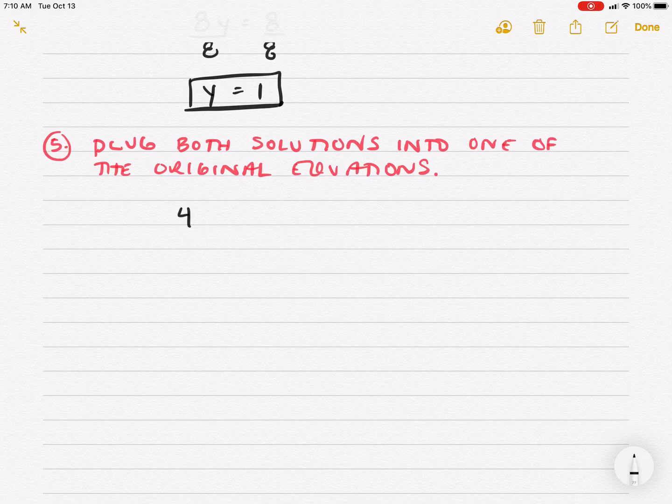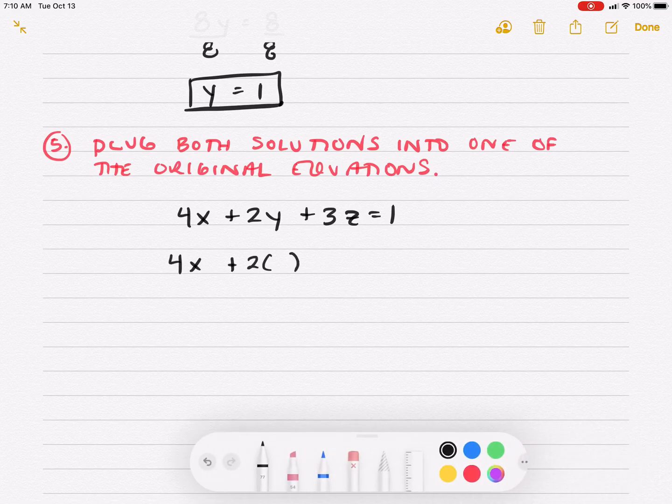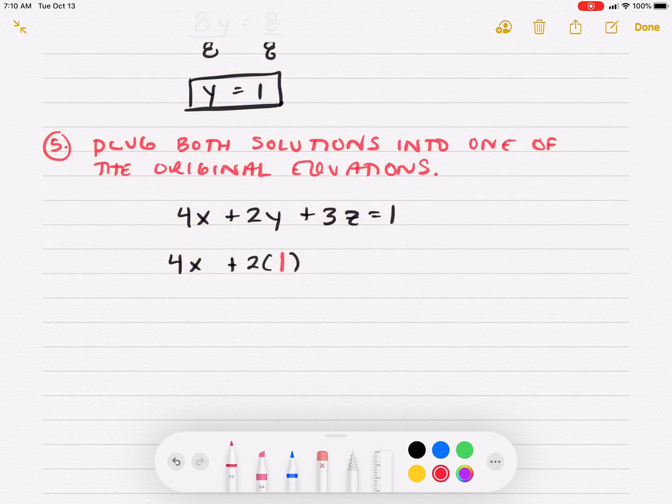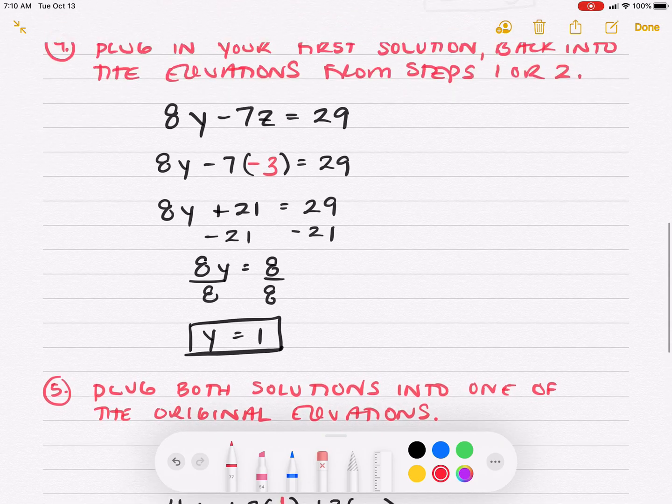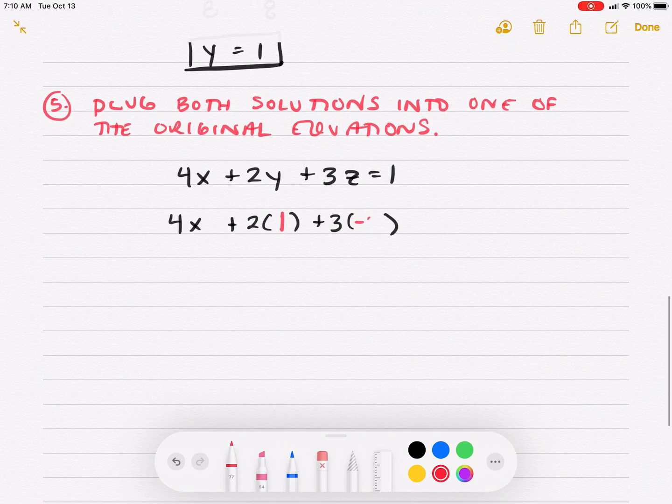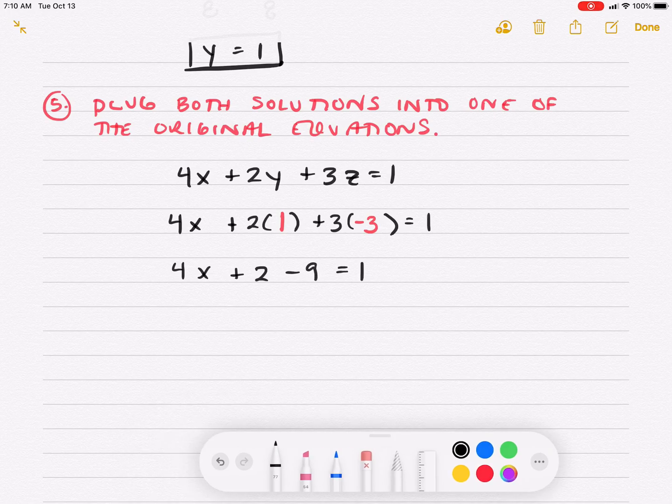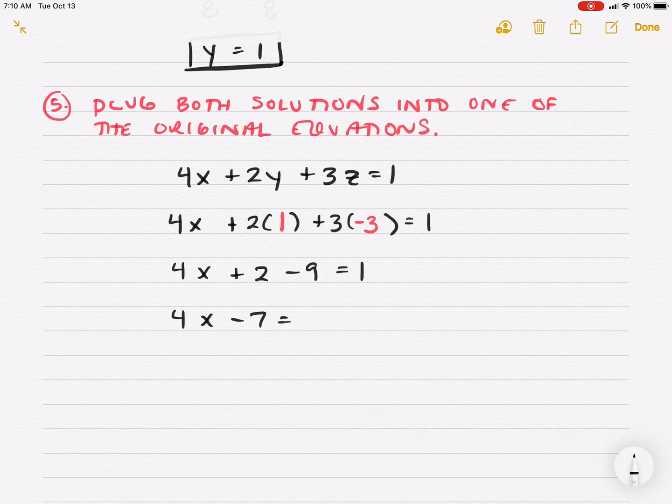And so I have 4x plus 2y plus 3z is equal to 1. So I'm not sure what x is yet, but I can substitute in a 1 for the y. And we can substitute in, what did we say our z was? Our z is -3. We can plug that in for z, and I'm going to solve this equation right here. 4x plus 2 minus 9 equals 1. You might even be able to solve this a little bit quicker than what I'm doing. 4x is equal to 8 if I add 7 to both sides. And finally, we divide both sides by 4, and we come up with x equals 2.